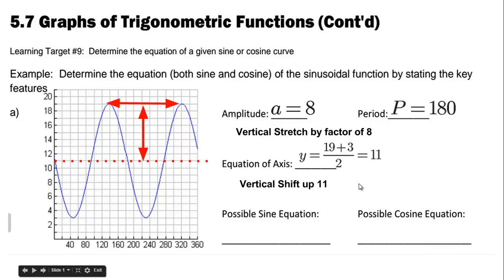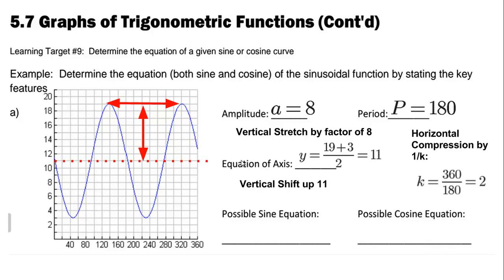The period's 180, so the length between what we saw, 140 and 320, is 180. And the best place to read it is with the points that are right on the graph. That's a horizontal stretch by 1 over k. A period of 180, a k value would have to be 2. And so it's a horizontal compression by a half. We can see that by dividing 360 by 180.